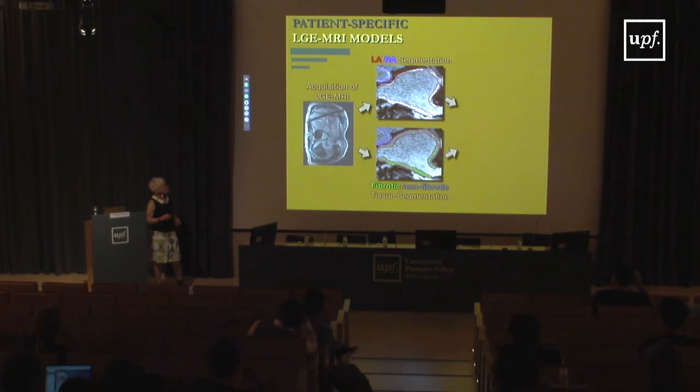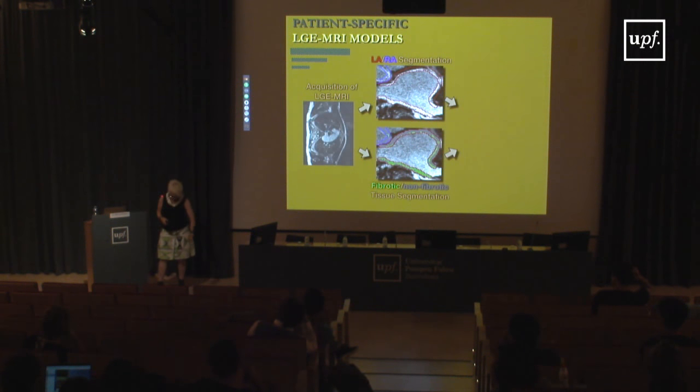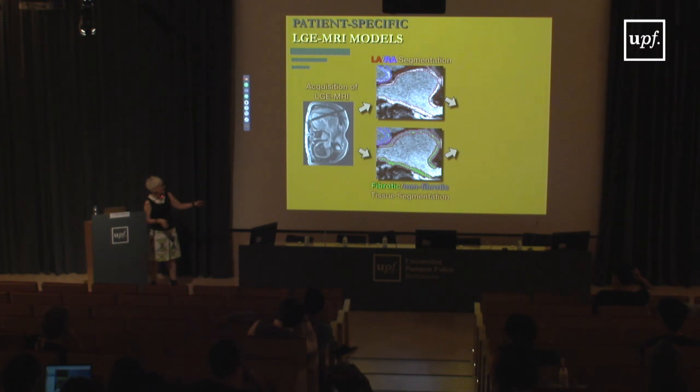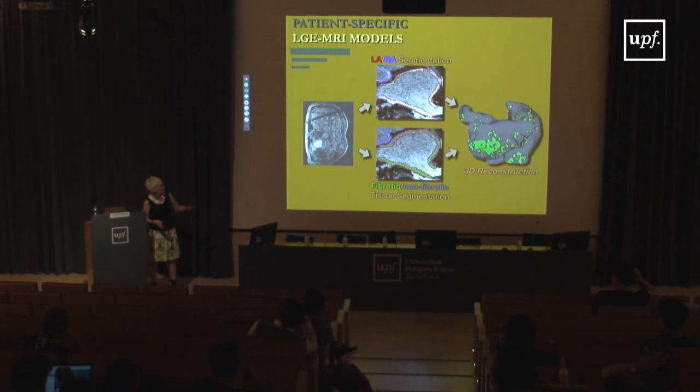And in those patients, you can see from the images, we are reconstructing actually the fibrotic areas. You can see them right here. And they are very important in setting up the stage for an arrhythmia. So that's very important to have these fibrotic distributions for the specific patient.